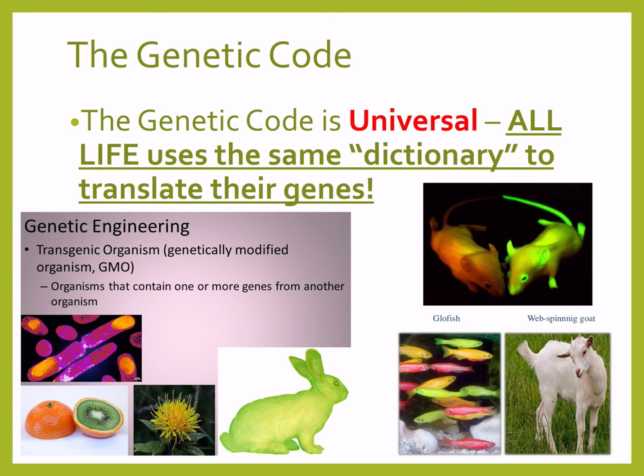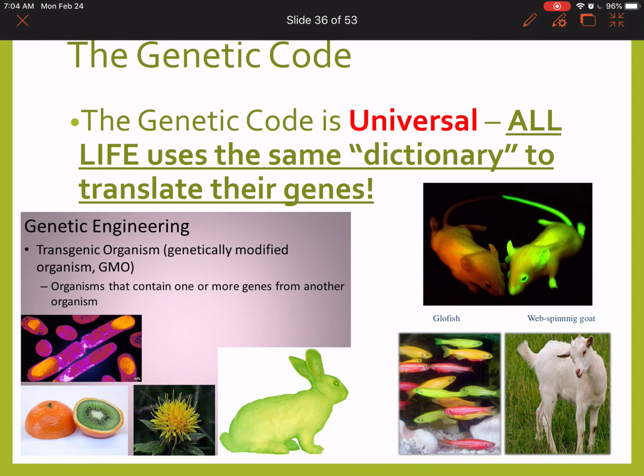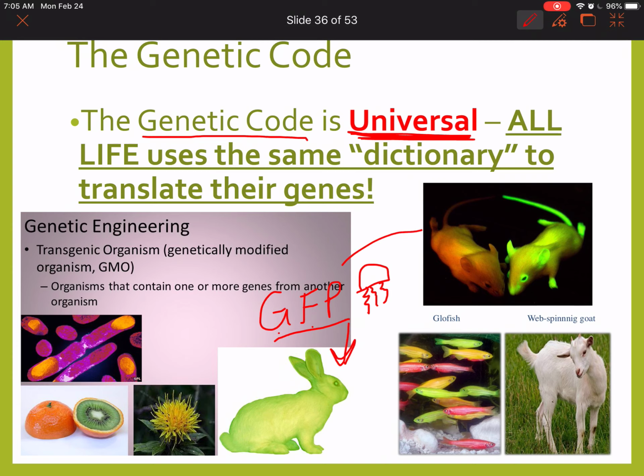So, oh yeah, one last fact about today. This genetic code, this dictionary, is universal, meaning all life uses the same dictionary, which means if I move a gene from one organism to another, they'll still make the same protein. Now, if you notice, we got some funky looking animals here. What we've done is we've taken GFP, green fluorescent protein, from jellyfish. And we all know jellyfish glow in the dark. We take that glow-in-the-dark protein, GFP, out of jellyfish, and we've put it into the DNA of other organisms.